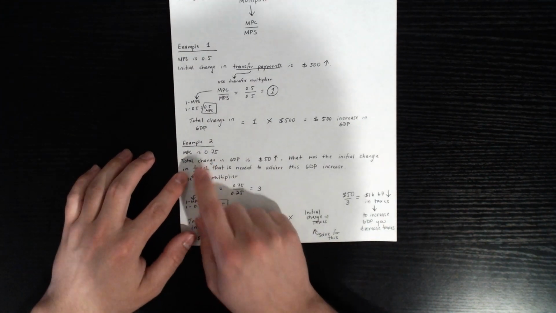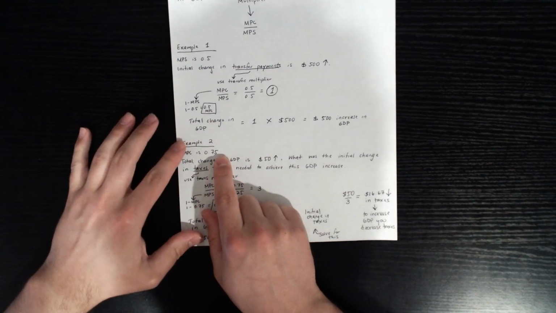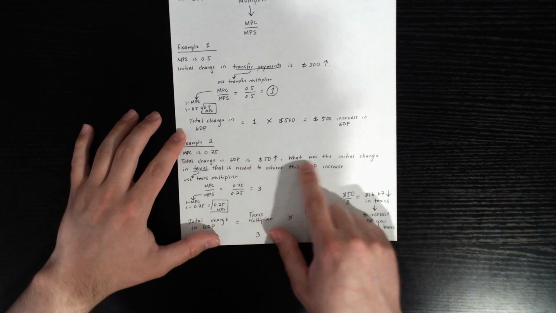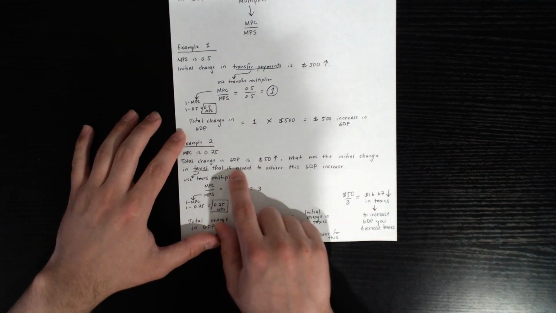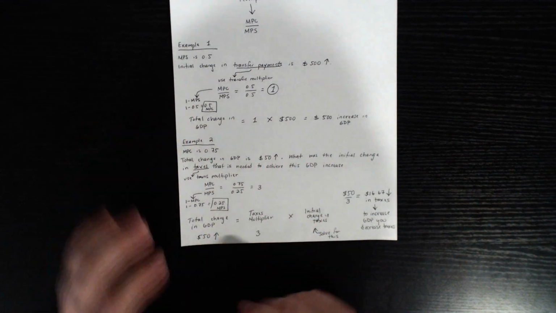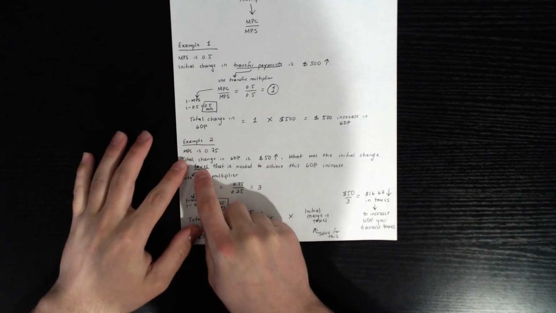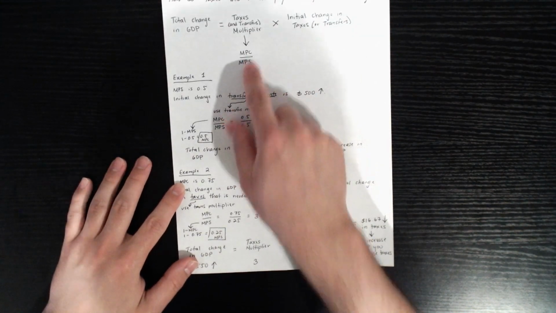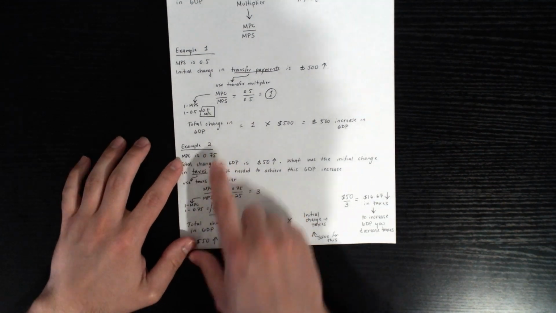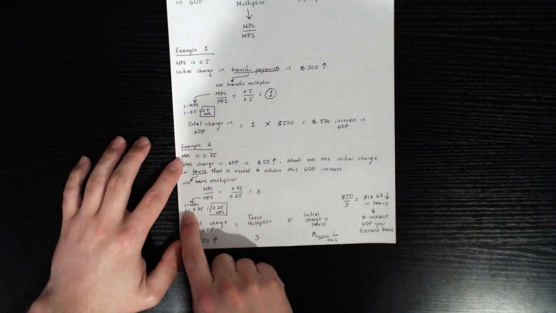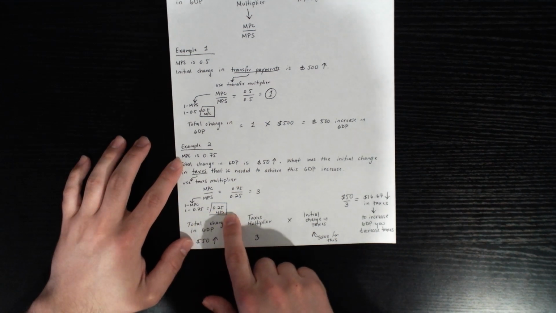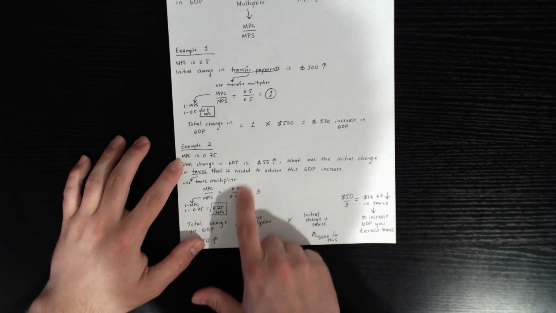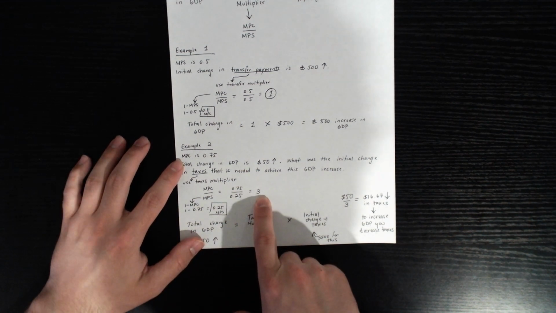In example 2, we have MPC is 0.75. The total change in GDP is a $50 increase. What was the initial change in taxes needed to achieve this GDP increase? Well, since it's talking about taxes, we're going to use the taxes multiplier, MPC over MPS. Now we know MPC is 0.75. If we subtract 1 minus MPC, that gives us an MPS of 0.25. So then we do MPC over MPS, that gives us 3.